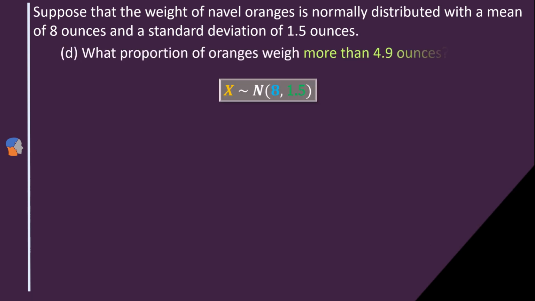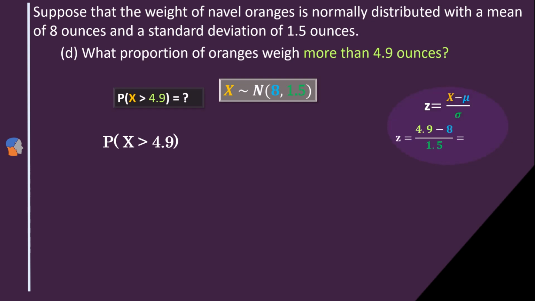D. What proportion of oranges weighed more than 4.9 ounces? Asking the probability or proportion more than, that means greater than 4.9. That is the probability of x greater than 4.9. How do we find this probability? As usual, the first step is to find the z value using x minus mu over sigma. X is 4.9, therefore z is negative 2.07. Now we can write this as the probability of z greater than negative 2.07.